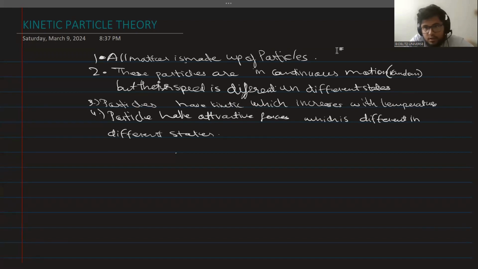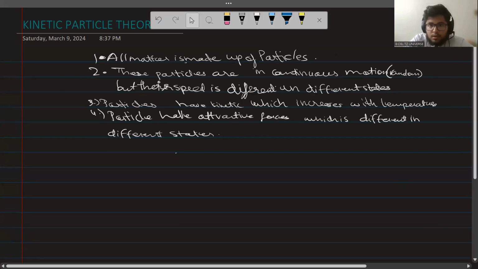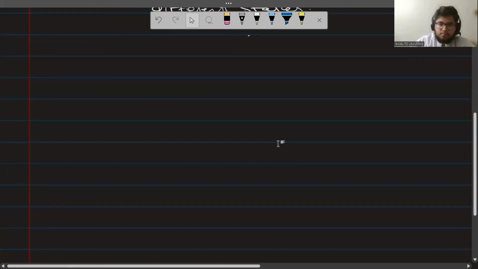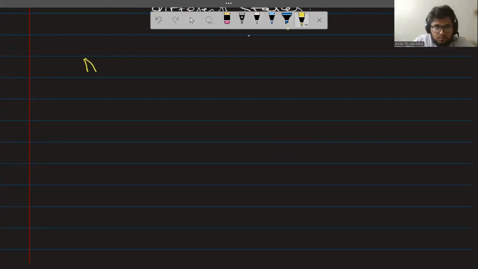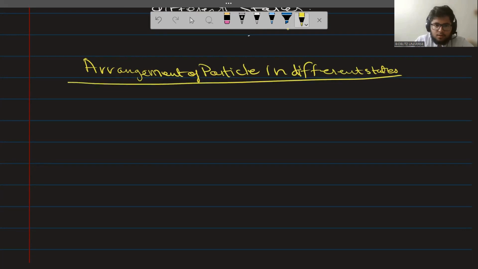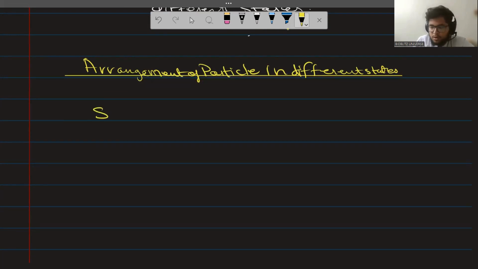So until now we have done the basics, what the basics of this theory are, and now let's do the arrangement of particles in different states. You should write this pattern, okay? So in solid, what is the arrangement of particles?